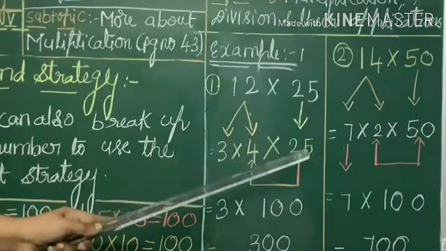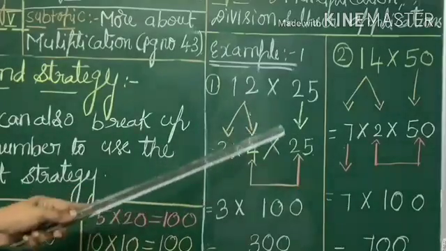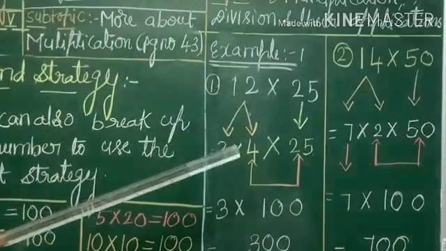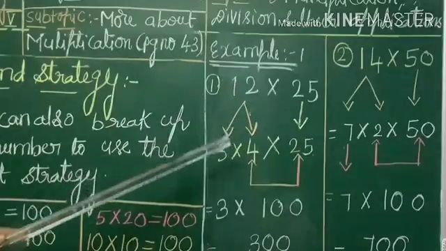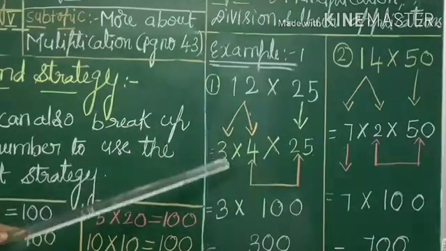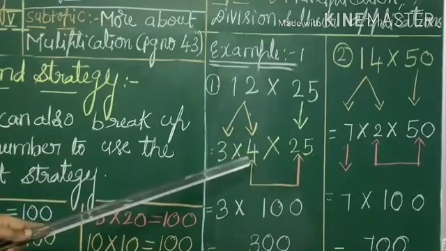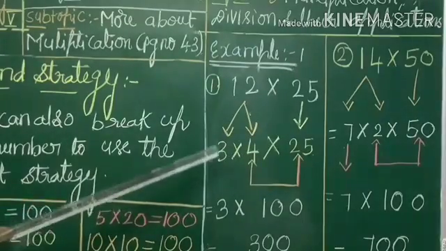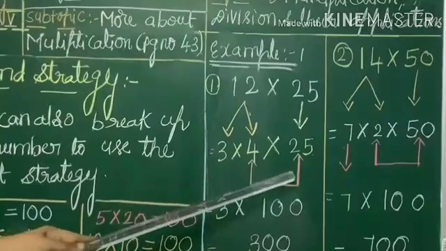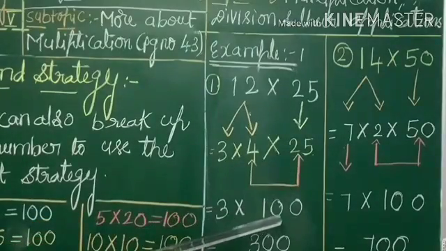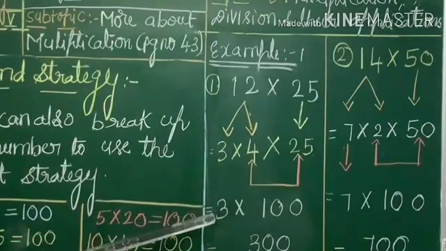Okay, now I got 3 numbers. Now what should I do? I have to use the first strategy. First strategy means multiplying the numbers in any order to get the same product. So we can choose any order. Here I will select only this order, because if I multiply 25 into 3, I will get the other number. But if I multiply 25 into 4, you will get 100, so that it will be easy for you to multiply 3. 3 into 100 is 300.